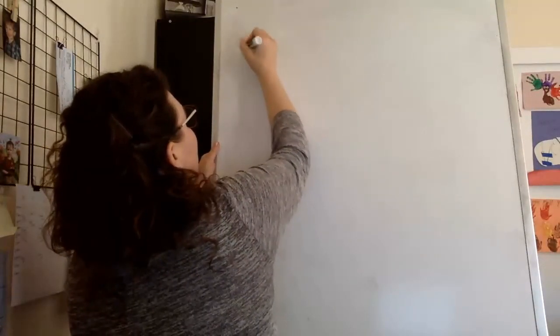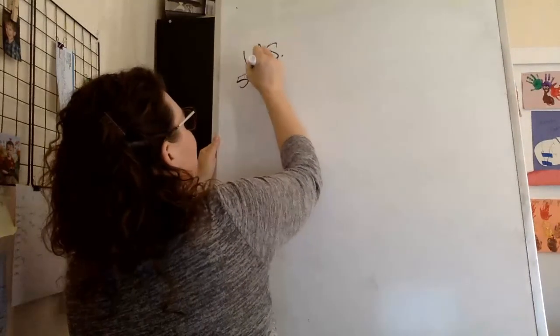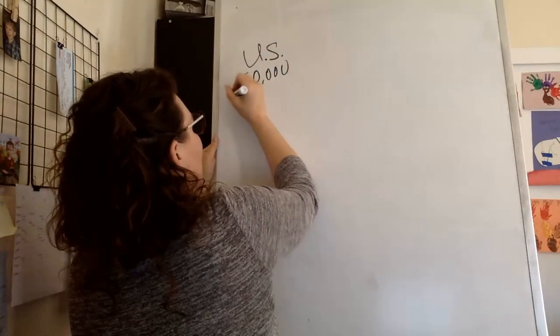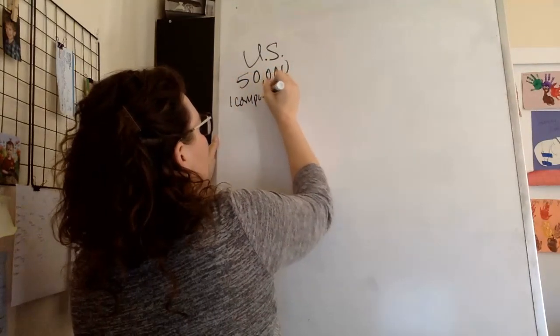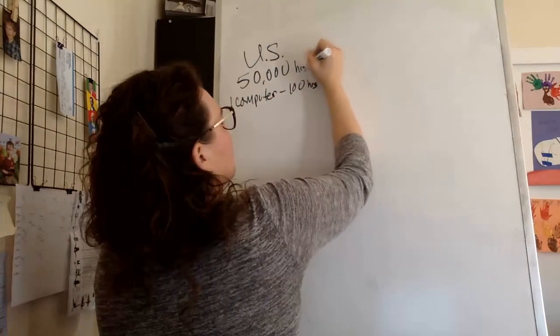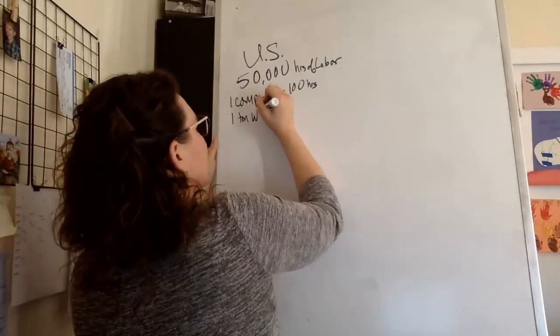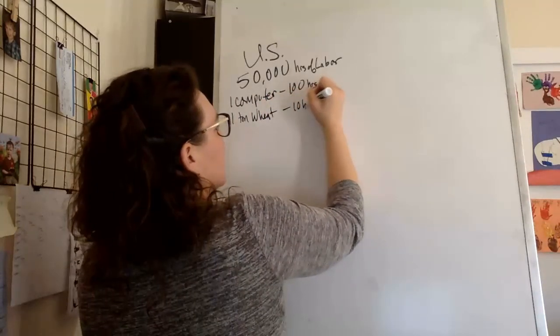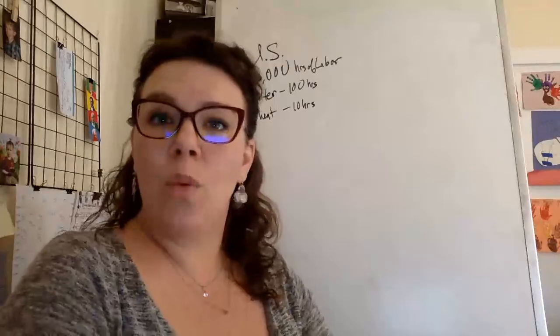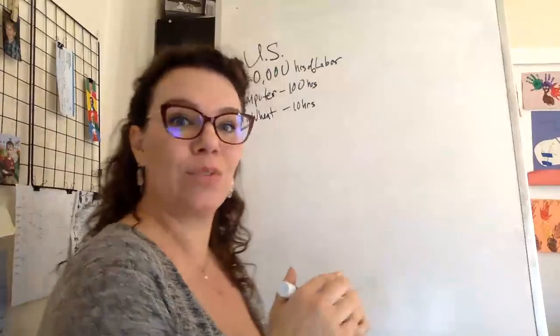So remember, we started out with two countries, right? We had the US, who had 50,000 hours of labor, and they could make one computer in 100 hours, or 1 ton of wheat in 10 hours. And that should be fairly familiar because that's what we did in Chapter 2 when we first looked at that production possibilities frontier model.